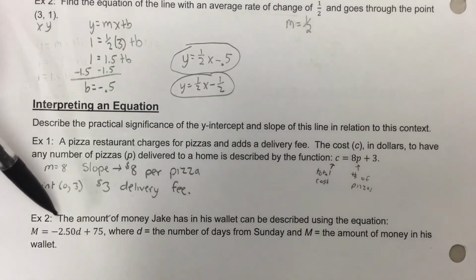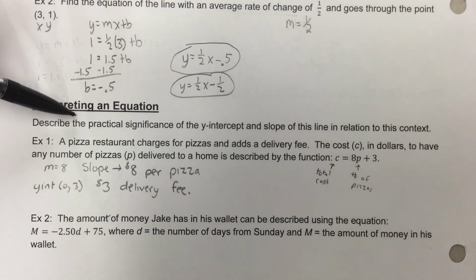All right, so we go through this. The amount of money Jake has in his wallet can be described using the equation m equals negative 2.50d plus 75, where d is the number of days from Sunday, and m equals the amount of money in his wallet. So go ahead and try that problem on your own. And again, all you're doing is labeling what the slope represents and the y-intercept represents. Not what they are, but what they represent.